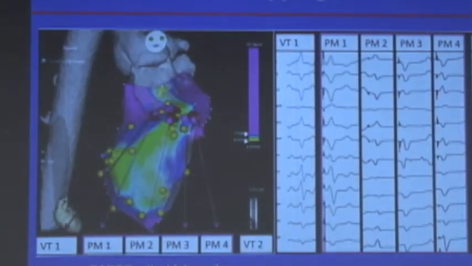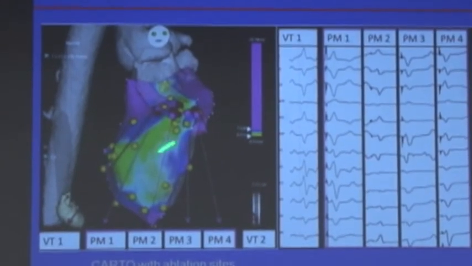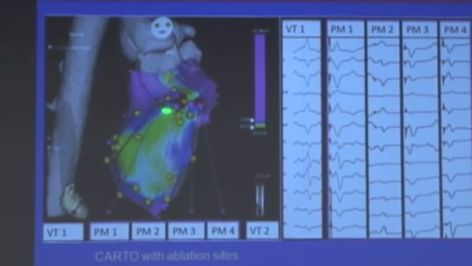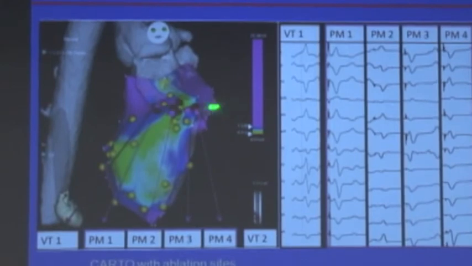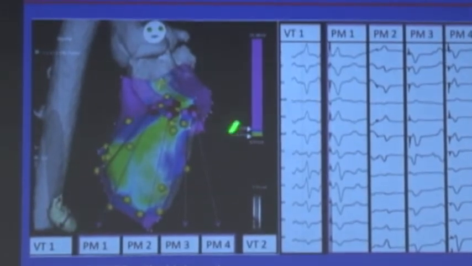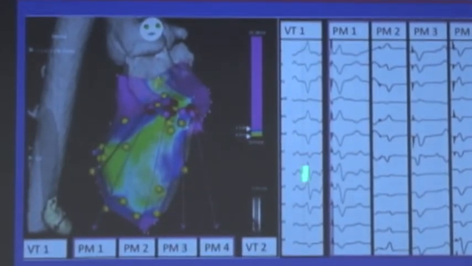And then we did conventional mapping of the VT. Again, each of these inducible animals had anywhere from 3 to about 6 VTs that were inducible. This just shows places where we did some kind of standard substrate mapping, and we did pace mapping in this particular animal, basically going across here. And there's one VT which we see here.